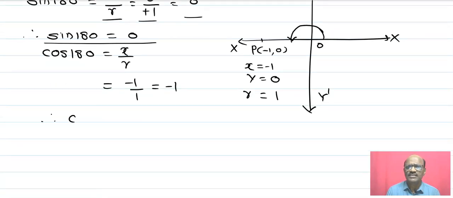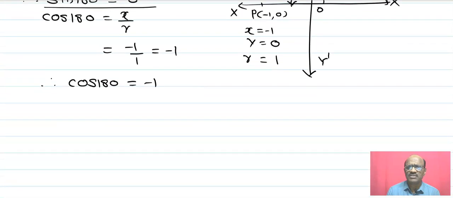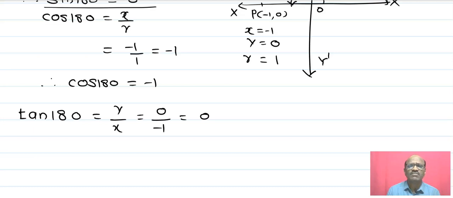Cos of 180, that is x upon r. Both x and r are the same. That is minus 1 upon 1, which is minus 1. Therefore, cos of 180 is minus 1. Tan of 180 is y upon x. But what is the value of y? Y is 0 and x is minus 1. Overall, it is 0. Therefore, cot of 180 is 1 upon 0, which is not defined.